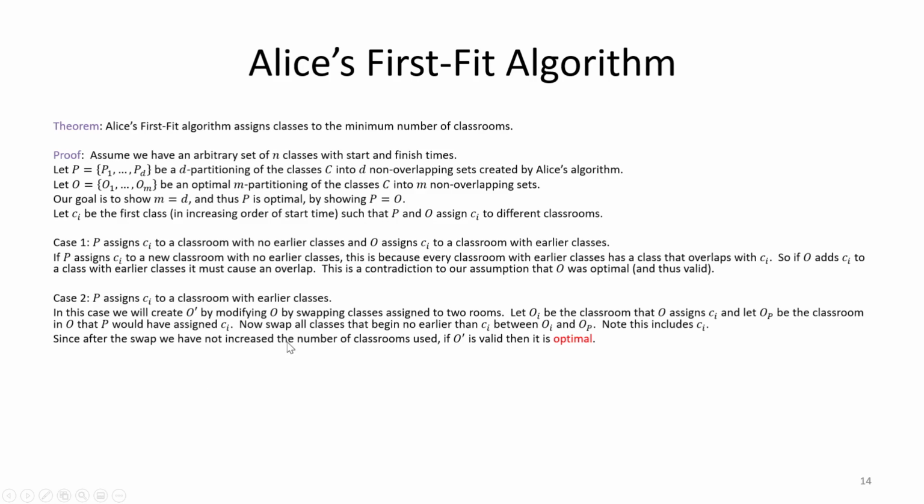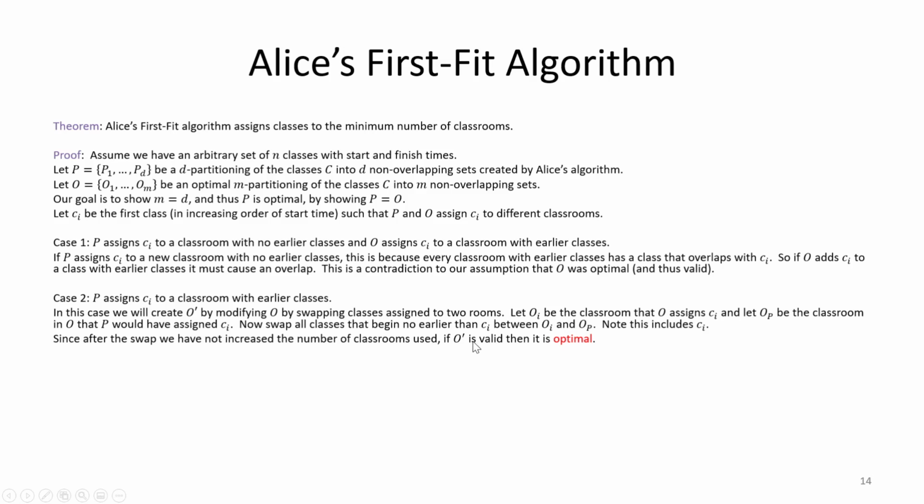So the first bit, this is the easy bit. Because of this swap, you'll notice we haven't created any new classrooms. We've just swapped classes from one classroom to another and vice versa, meaning we haven't increased the number of classrooms used. So if O was optimal, which it was by assumption, then O prime is optimal as long as we haven't introduced overlaps. If we introduce overlaps, then we've just made something that's not valid, and so it can't be optimal. But if we can argue O prime is valid, meaning it has no overlaps, then it must be optimal.